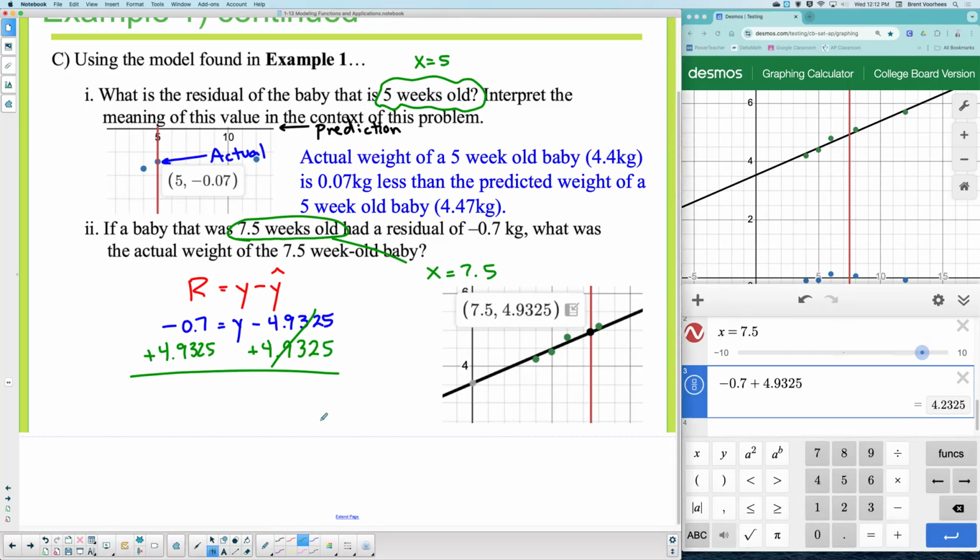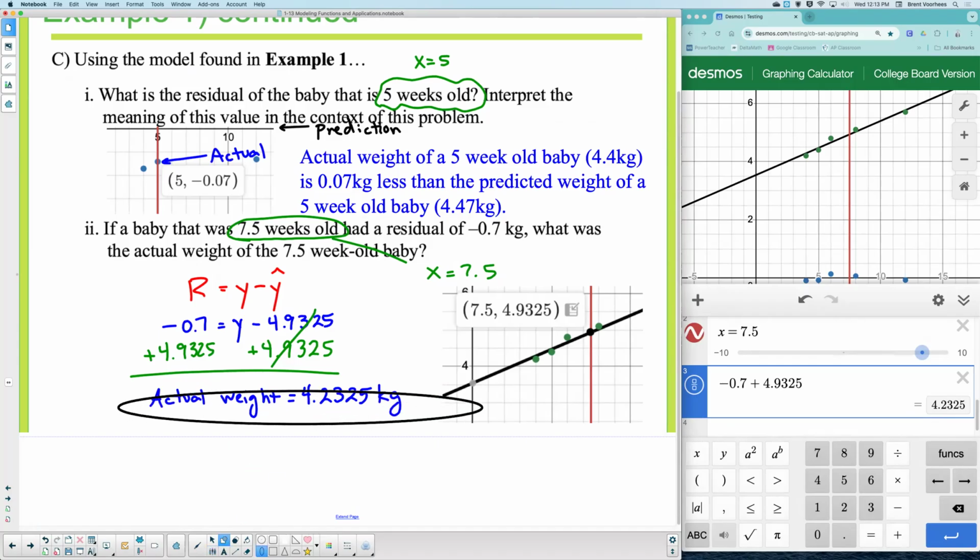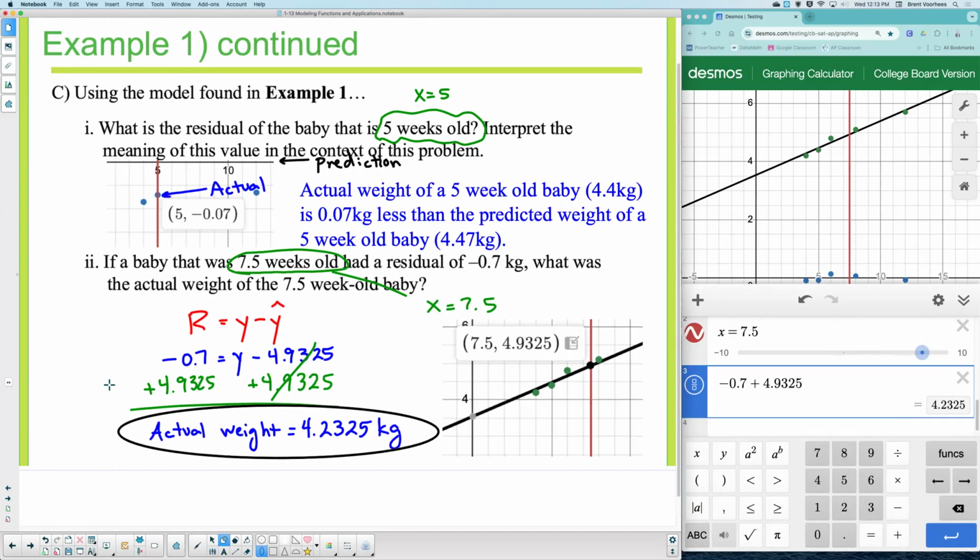The actual weight, and this you could round if you wanted to. The actual weight, which you could write Y if you wanted to. The actual weight would equal 4.2. I'm just going to write all four decimals: 2325 kilograms. So that is using regressions.